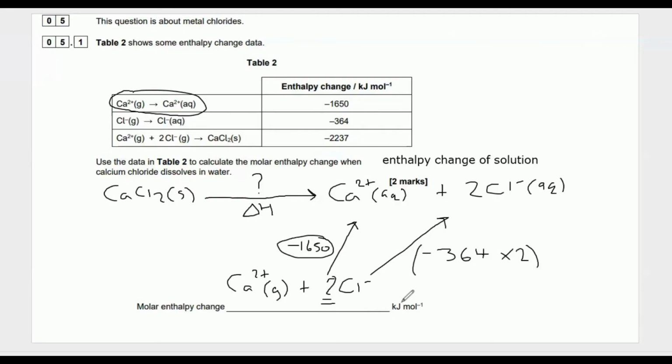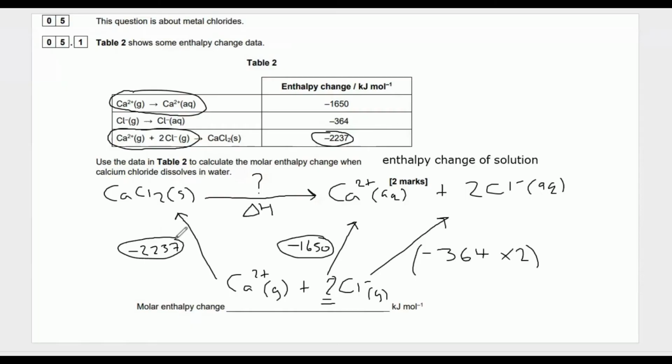We're going to come over here. What do we do over here? Well, this is a bit unusual. We've been given the formation of gaseous calcium and chloride ions into the lattice. This is the lattice enthalpy of formation, and it's minus 2237. I'm circling that here. This is minus 2237, so we write that in here.